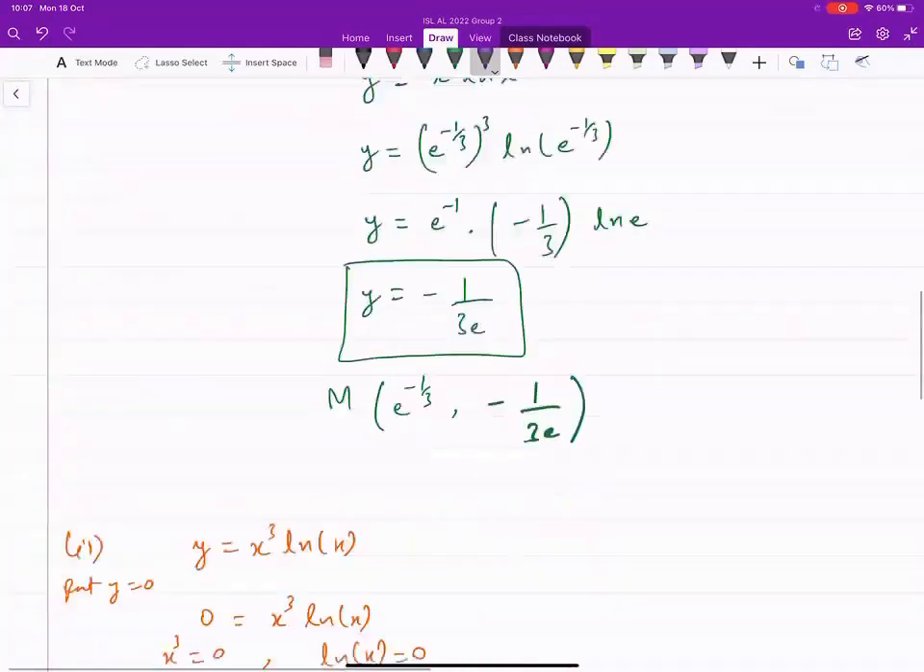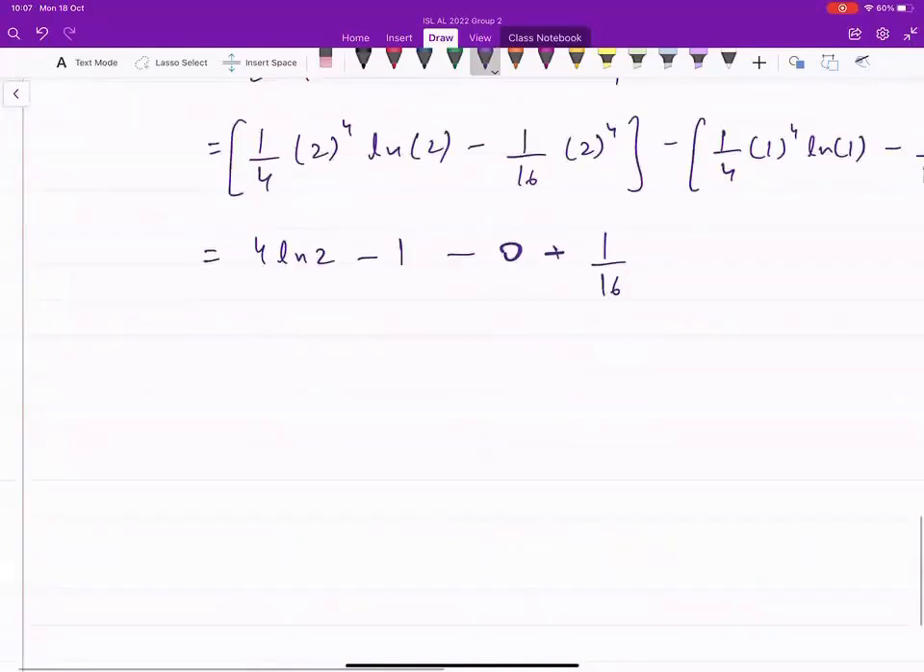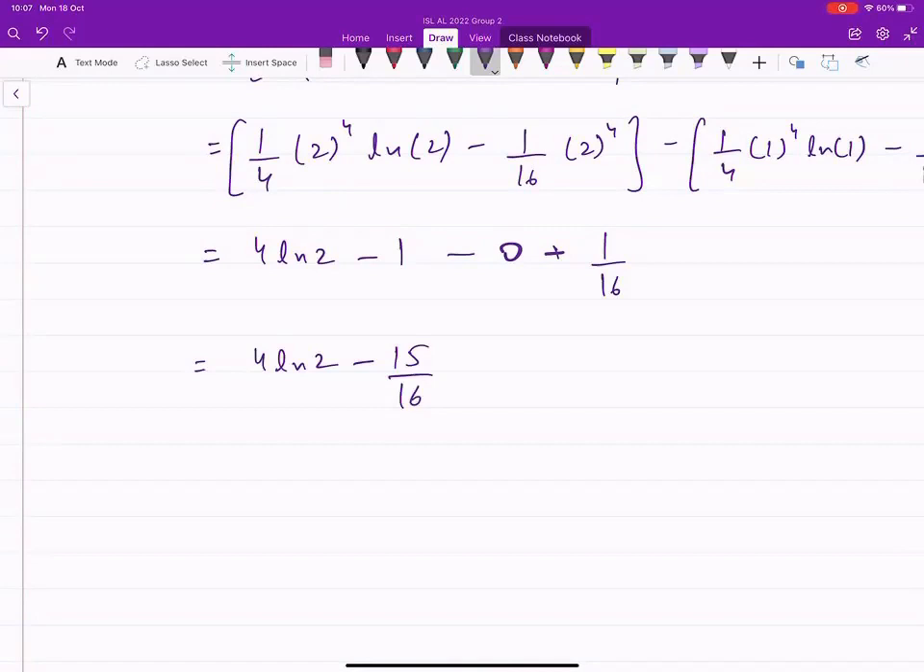We needed the exact area, so we can just leave it like this. We can say this is 4 ln 2 minus 1 plus 1 over 16, which is minus 15 over 16, and that's the area that we were looking for. We can leave it like this, or we can also write ln of 16 if you want, by taking the 4 into the power, and that's the area.